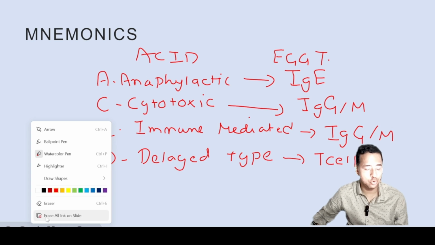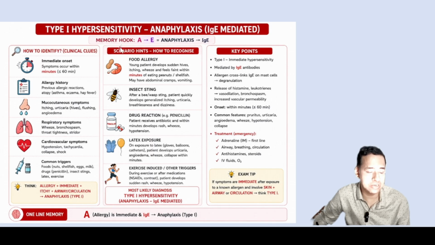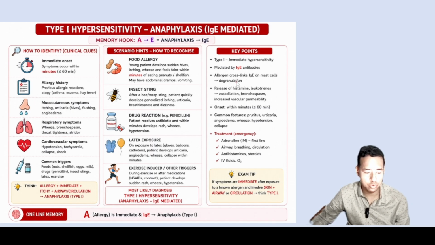So now I will go to the direct topic. First is type 1 hypersensitivity, as I said, ACID EGGT. Anaphylactic shock corresponds to type 1 hypersensitivity reaction. One of the reasons I'm taking hypersensitivity reactions is that this topic is interrelated with the upcoming topic of shock. So this is the interrelated topic.